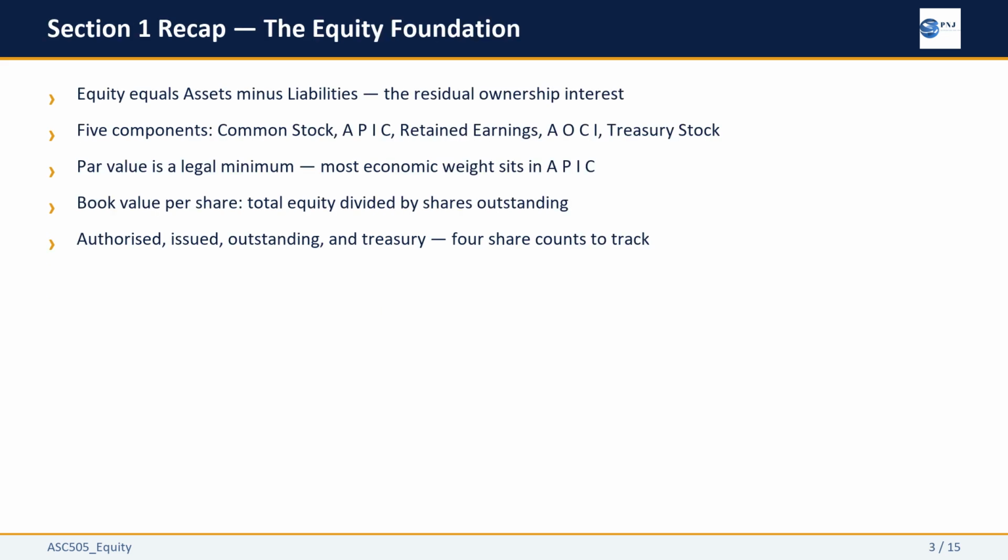Section 1 established the equity framework. Equity is the residual interest, assets minus liabilities, representing the owner's claim. The 5 components are common stock at par, APIC for proceeds above par, retained earnings for cumulative net income less dividends, AOCI for items that bypass the income statement, and treasury stock deducted at cost.